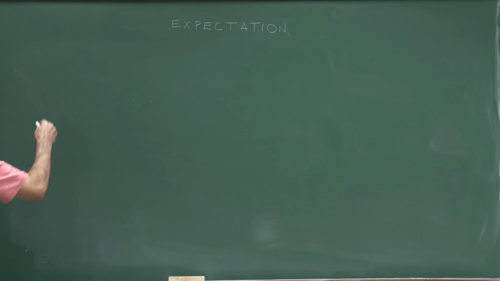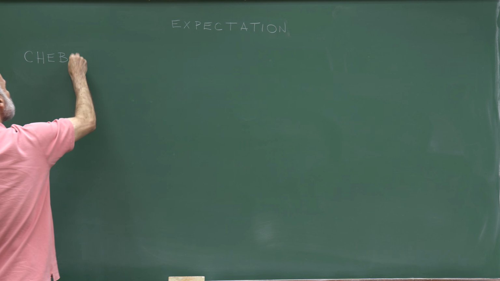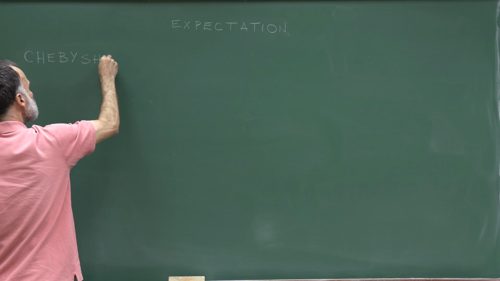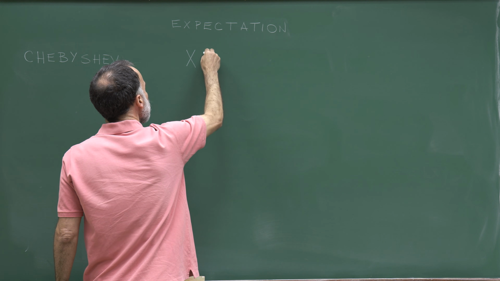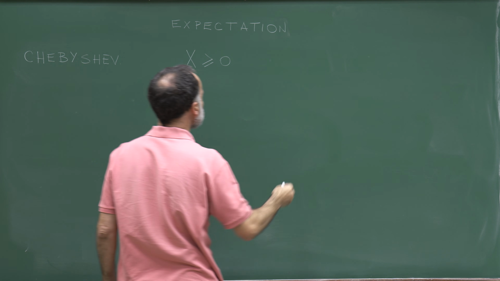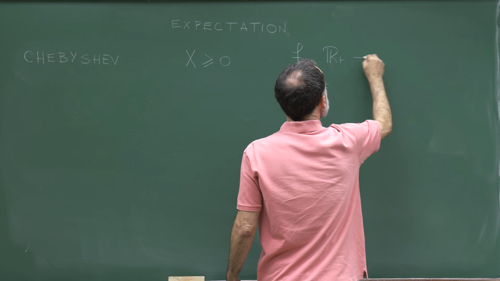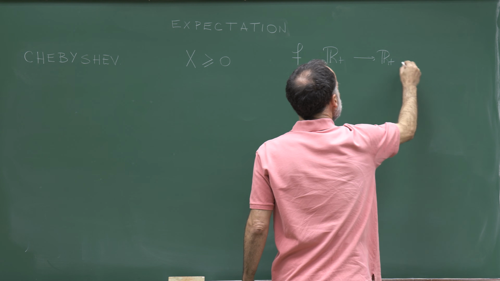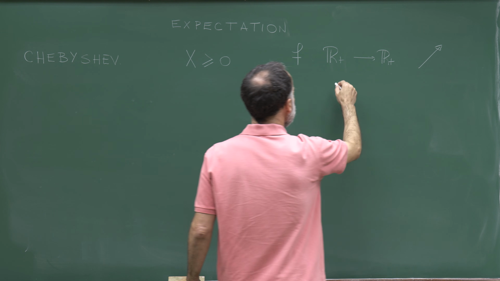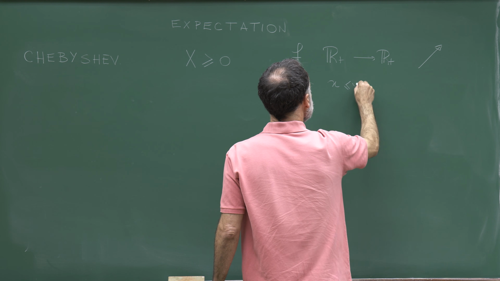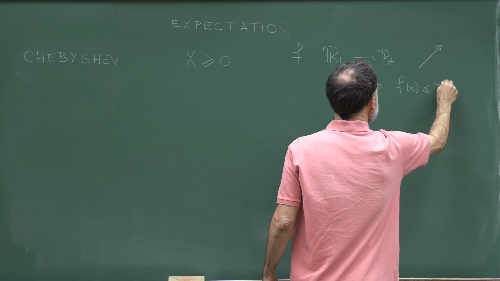So let me conclude this lecture with the Chebyshev inequality. Chebyshev inequality reads as follows. You take X, a non-negative random variable, and f from R plus to R plus, a monotone non-decreasing function. So here I'm asking that if x is less or equal than y, then f of x is less or equal than f of y.